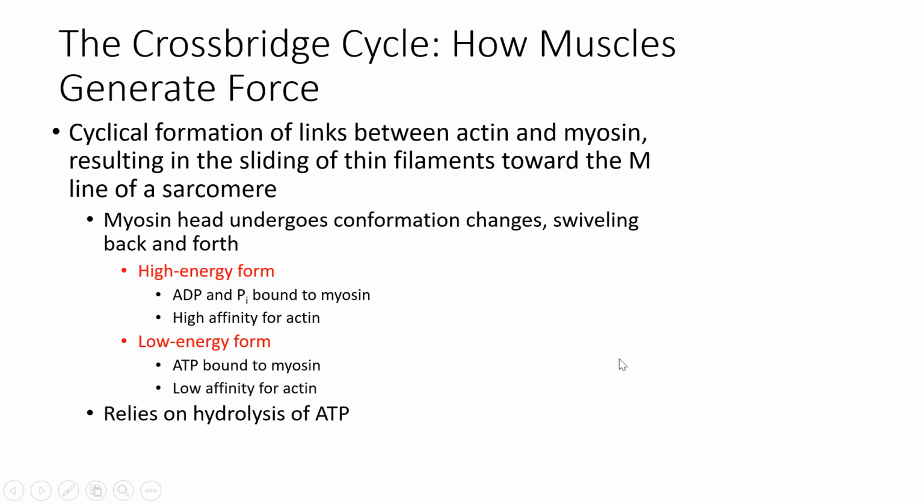So let's get into the details of this cross-bridge cycling process and how we actually use this to generate force. We describe it as being the cyclical formation and breaking of interaction between actin and myosin. This is what results in the sliding, and I keep using the word dragging here so you really understand what's happening, the sliding of the thin filaments towards the M line or the center of the sarcomere.